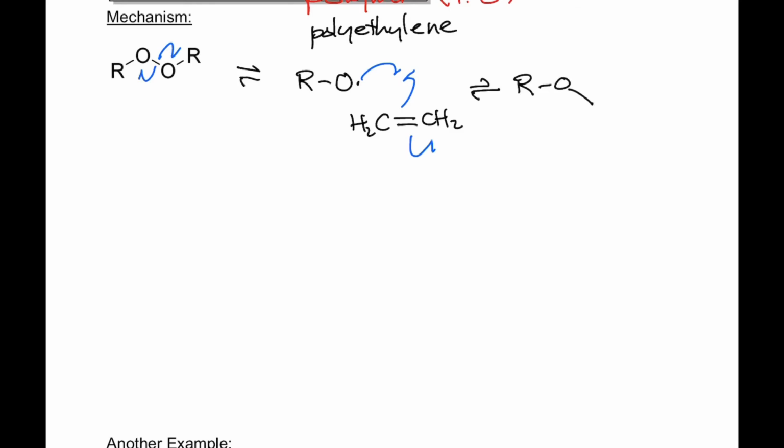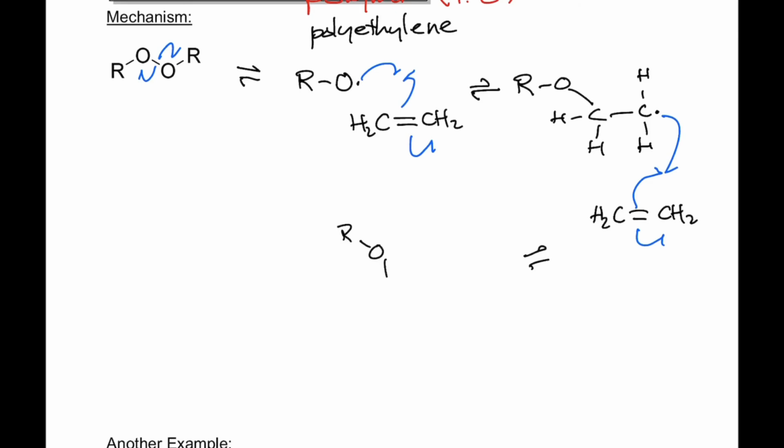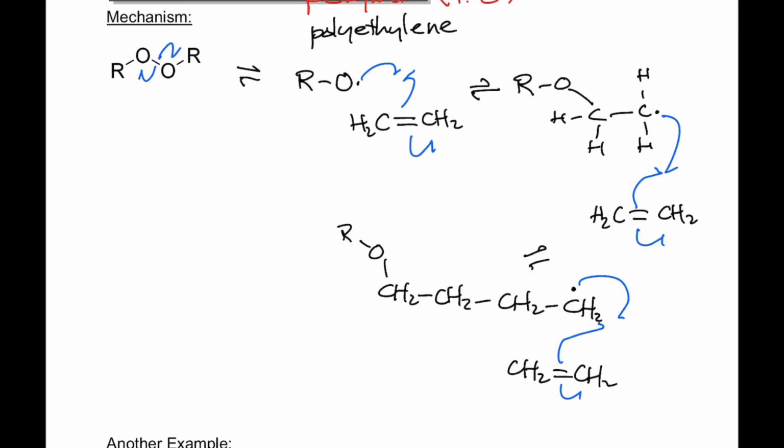And this is still considered a propagation step. I want you to notice that, because you would still end up with a radical there. And now what happens is that radical can, instead of reacting with something else, react with another molecule of its own kind, another monomer or another ethylene molecule. Like so. That would leave a radical on the second unit, right? And then of course this can react with another molecule of ethylene, and that's how the chain will continue to get elongated over and over again.